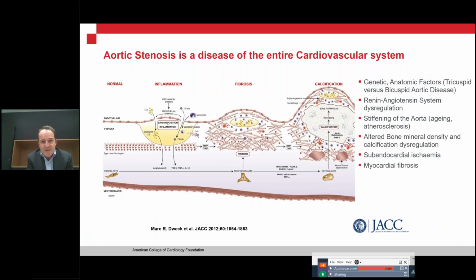You can see by the busyness of this slide, really, this just describes how calcification occurs from inflammation, fibrosis. But the honest answer is we really don't know the exact cause of aortic stenosis and why it happens in some people and why it doesn't happen in others. We certainly know there are genetic factors as well as anatomical factors, including having a bicuspid valve, which makes it more likely to occur.